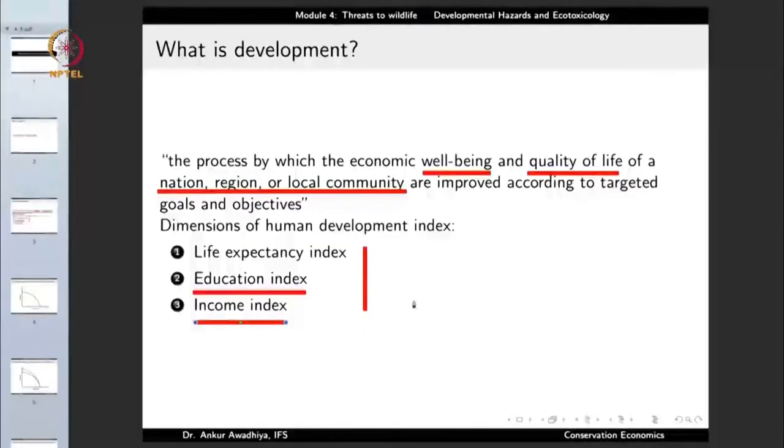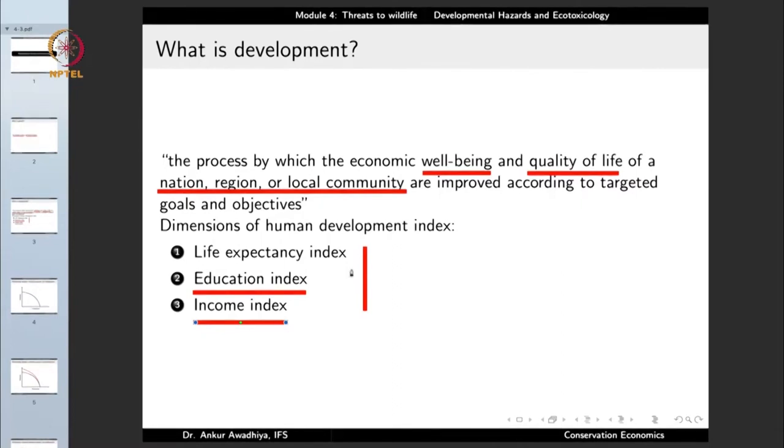Because for instance, there is one person who is earning a lot and a majority of people are not earning anything. So in that case, the average income will be high, but because of income inequality, we will say that this society is less developed than perhaps another society where everybody has a similar level of income on an average. So these are the three dimensions of the Human Development Index.